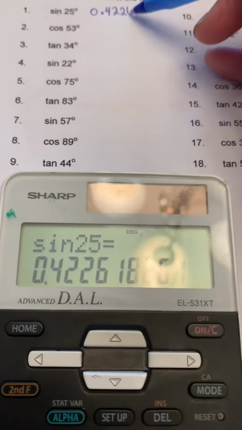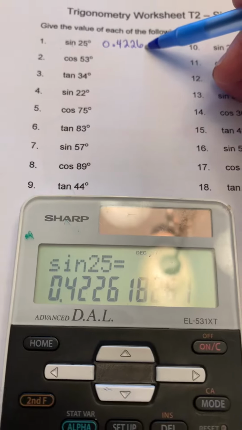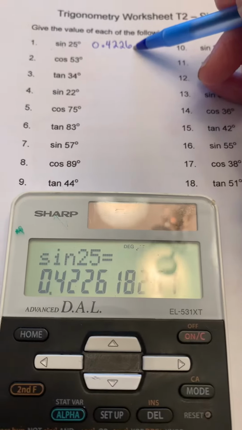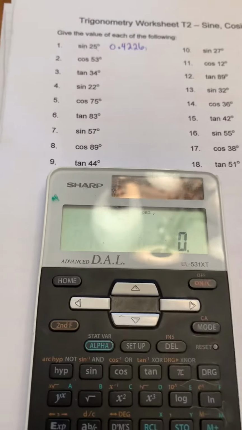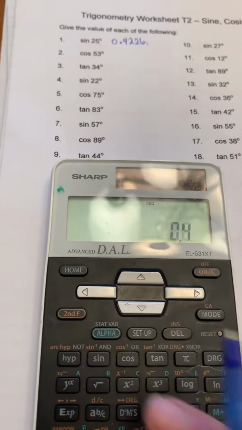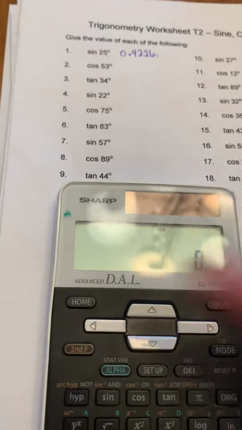Now I just want to show you something, because we're going to use these in reverse, and this is when we have to get really comfortable with our calculator. Sometimes you're going to be given the trig ratio, and we're going to do this tomorrow, and they're going to ask you to find the actual angle size. So you're going to go second function sine, so this is where we're going to go in reverse.